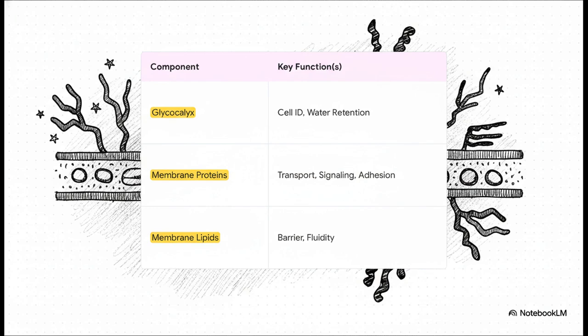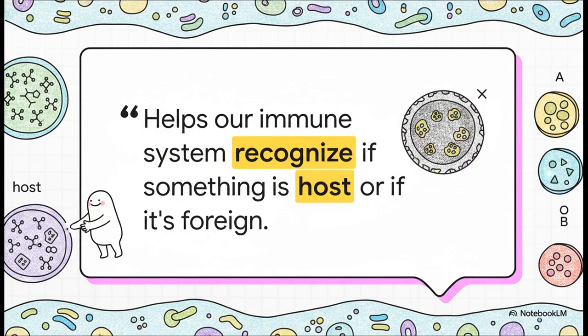This chart kind of lays it all out. You can really see the division of labor here, can't you? The lipids form that basic boundary and manage the flexibility. The proteins are the active machinery, doing all the heavy lifting, like transport and signaling. And the glycocalyx, that's the public face of the cell, managing its identity and how it talks to the outside world. And that glycocalyx ID badge is so critical.